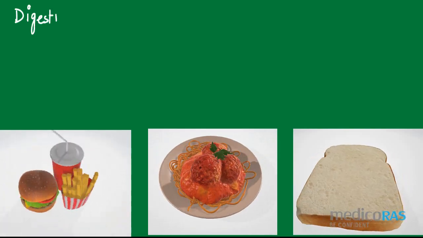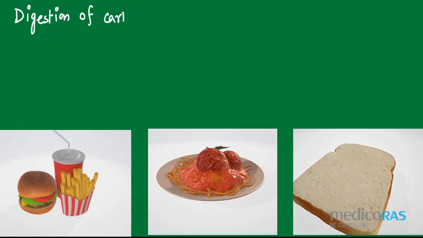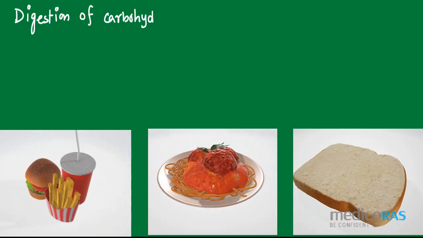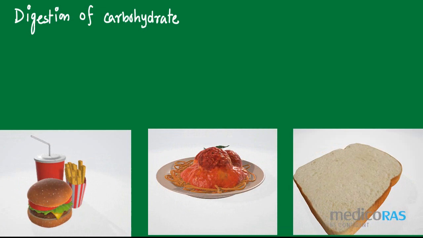Today we are going to discuss the digestion and absorption chapter. The first part is carbohydrate. Here we are going to see detailed information of each and every organ in which carbohydrate can be digested. So let's begin the class.